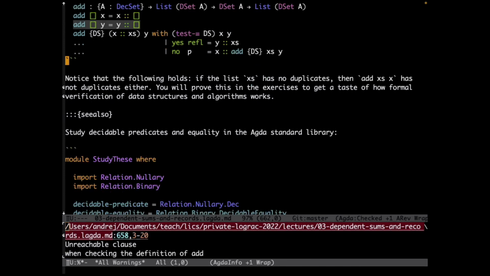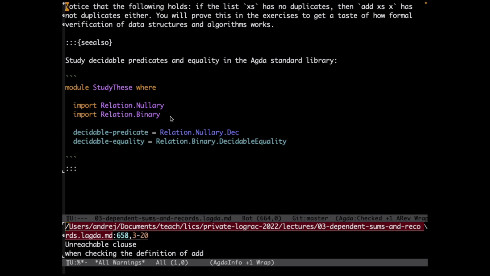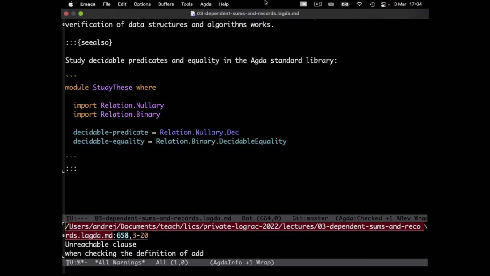1704. The decidable predicates are also defined in the standard library in a fancier way. You are welcome to click on this and wander at the code. That's it for today.